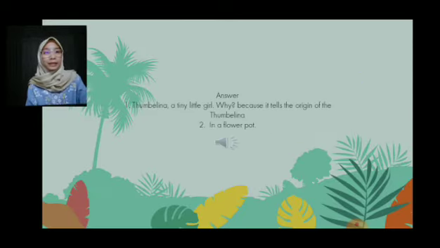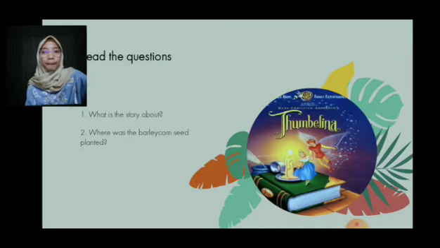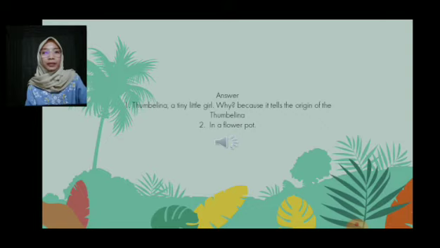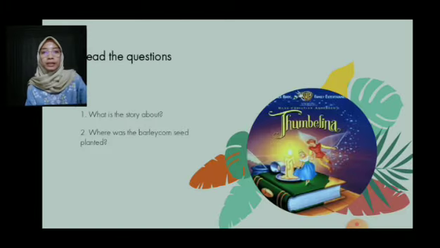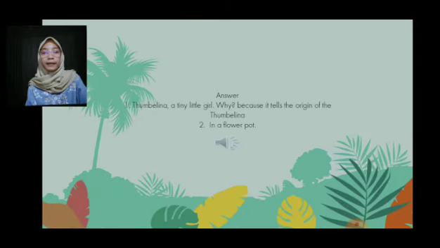Answer. Number 1. What is the story about? The story is about Thumbelina, a teeny little girl. Why? Because it tells the origin of Thumbelina. Number 2. Where was the barley seed planted? Answer. In a flower pot. Listen to this. She went home and planted it in a flower pot. In a flower pot. Are you right?